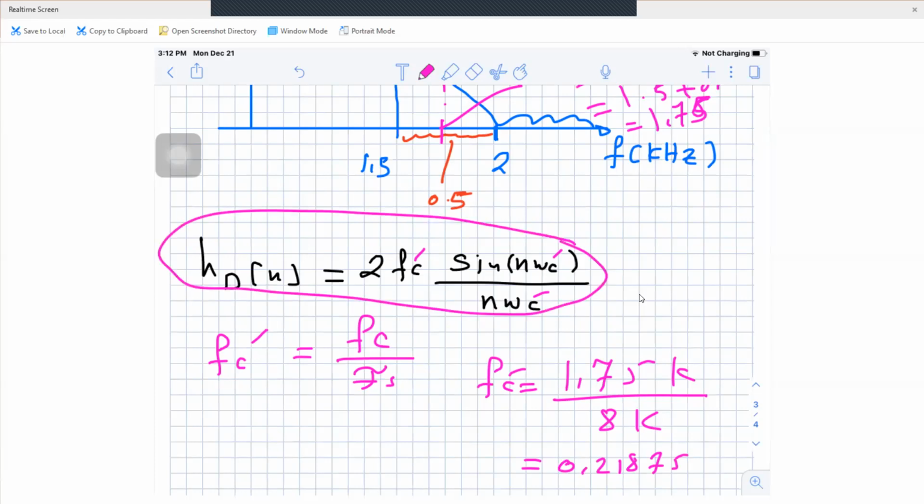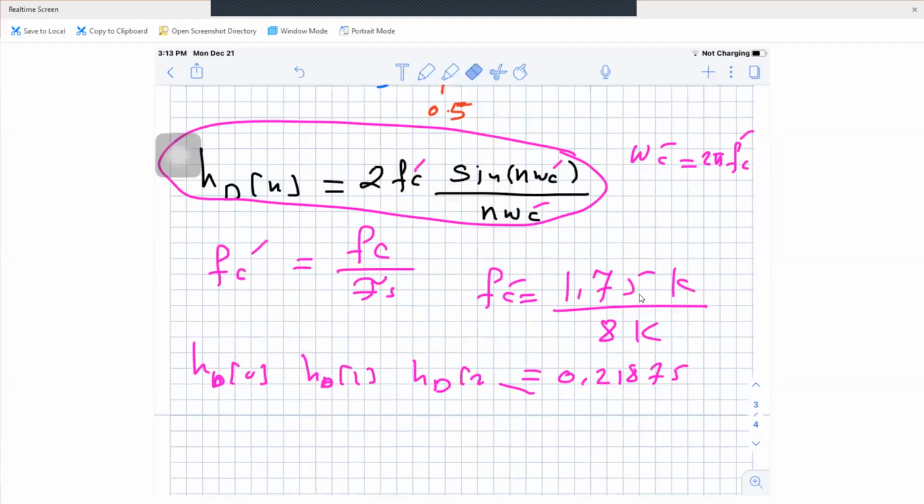Now, after determining fc dash, this equation can be obtained easily. How? All things are known: fc dash and omega c dash. Omega c dash will be 2 pi fc dash. So just the missing factor is n. I am going to determine hd of 0, hd of 1, hd of 2, and so on. Of course, how are we going to determine the values of hd?